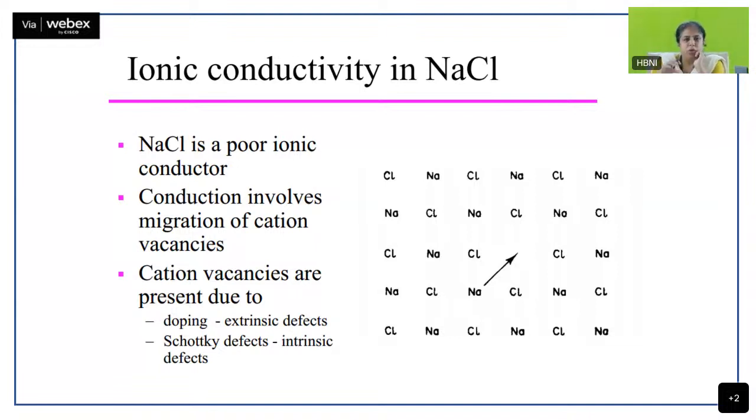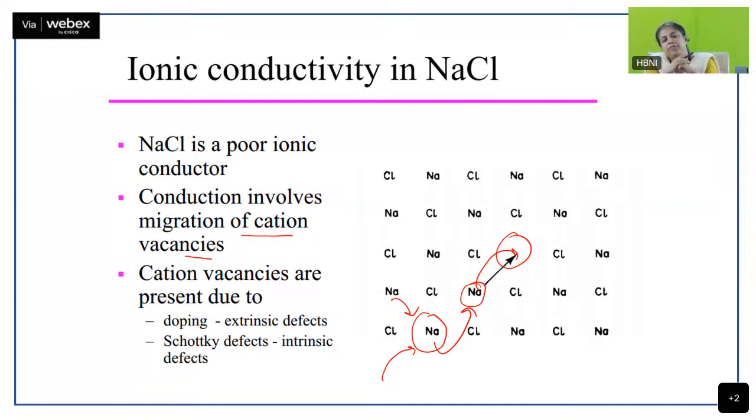Whatever little conduction happens, it's a poor conductor, but that is due to migration of cation vacancies. There is a vacancy. Ultimately, what is conduction? It is a movement of charge, right? This Na will go here, a vacancy is created here. This Na would go here, a vacancy would be created here. Now, either an Na from here or this Na would go there. What is happening is a movement of charge, that is conduction. And that in the case of NaCl happens by migration of cation vacancies.